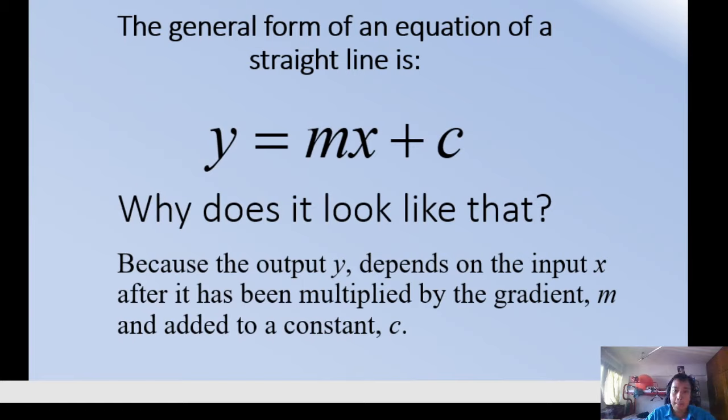So this is why a straight line looks like that. And of course, I think someone mentioned in the chat the horizontal lines. For horizontal lines, the gradient is 0. So horizontal lines just look like y equals a constant. Oh, good morning, Eliora. Nice to see you. Yeah, so you know how horizontal lines are y equals a number, right? So it's actually this formula. We don't see the m and x because m is 0.